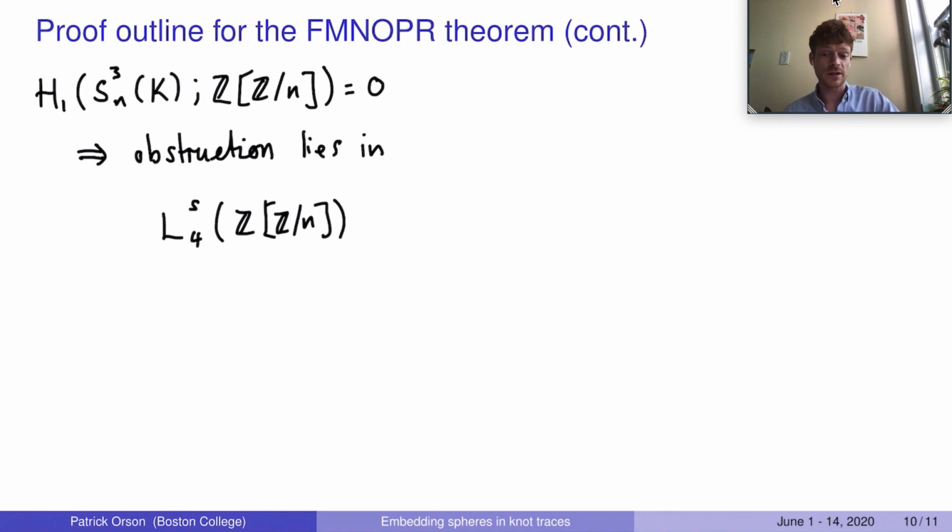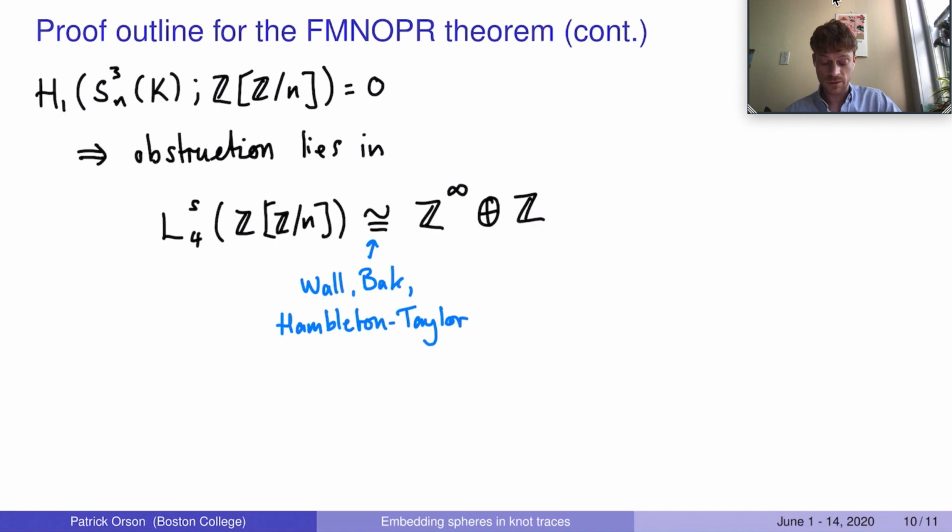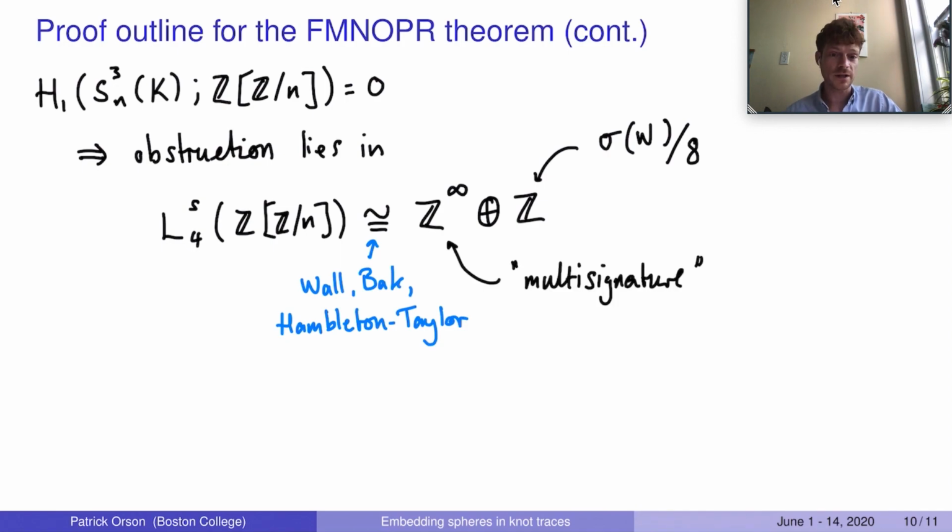So I'm not going to tell you what this group is, but what I'm going to tell you is it's isomorphic to something. A difficult calculation over a number of years produces that for all n, there is an isomorphism like this. And what are these factors? So this Z actually is just the ordinary signature of W divided by 8. And what's this other guy? It's something called the multi-signature. So I won't say what that is either.